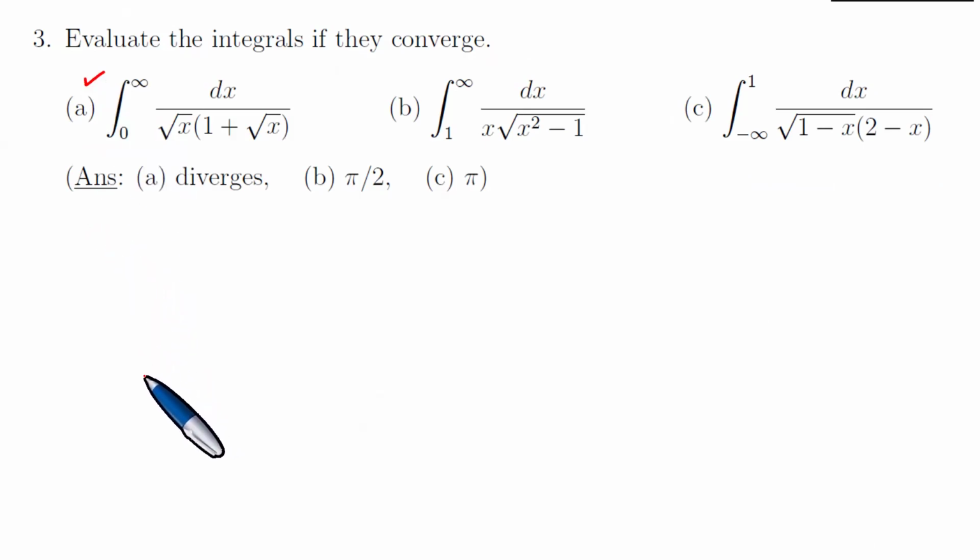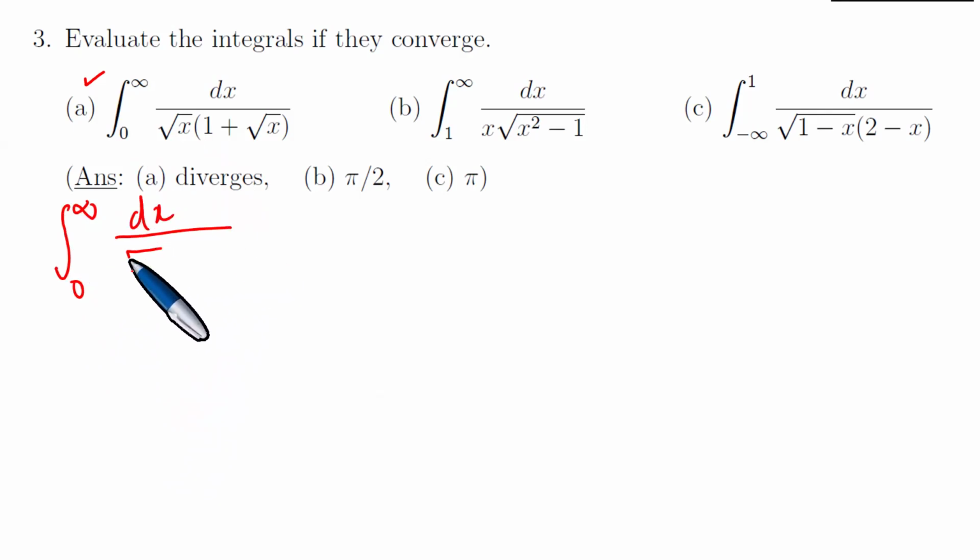Now, this particular integral is a very interesting integral, but also we need to look at exactly what we need to do to solve it. To evaluate this, we need to note that 0 is problematic, because if you put 0 into the denominator, it becomes undefined. So zero is a singular point. Meaning that now you integrate from zero to infinity of dx over the square root of x, 1 plus the square root of x.